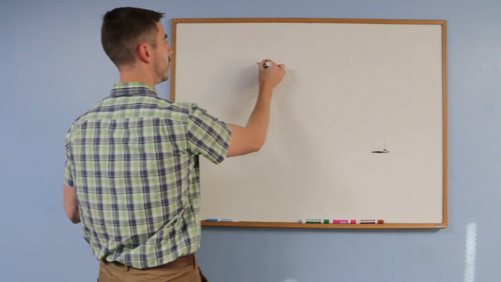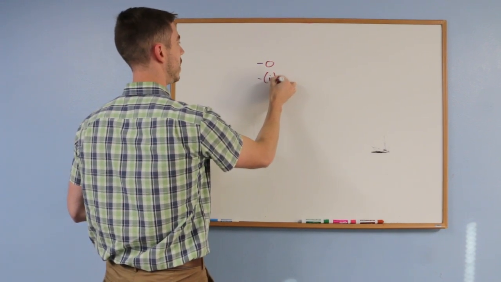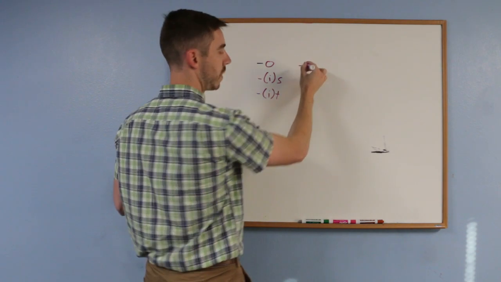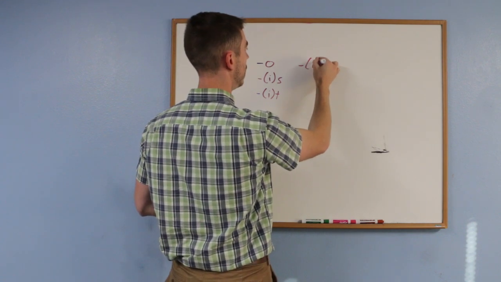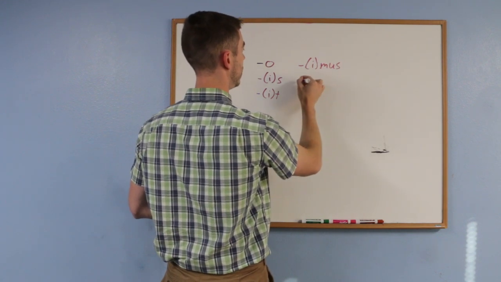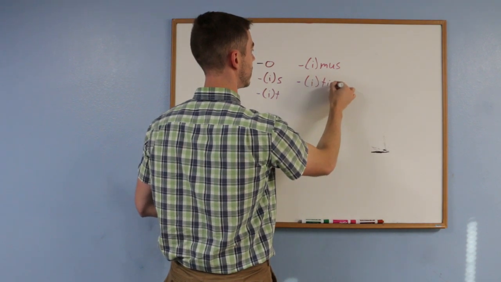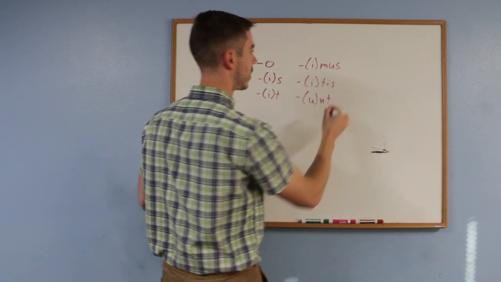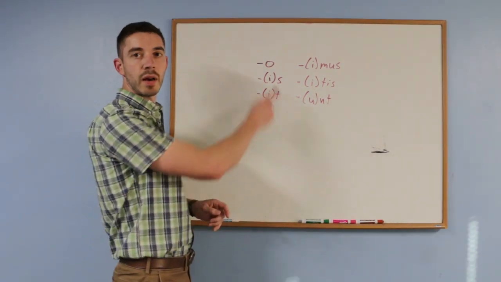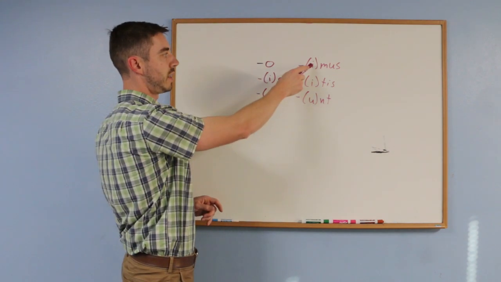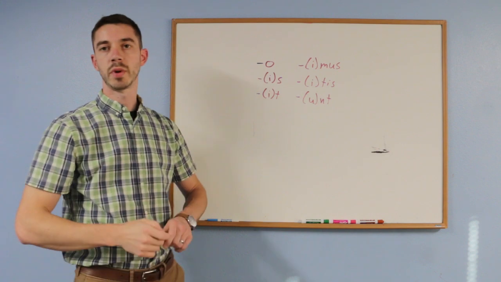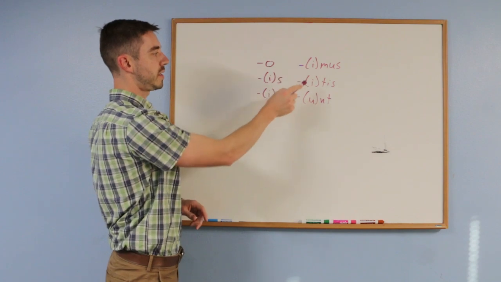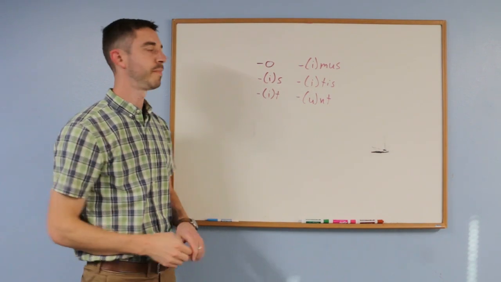The endings are o, is, it, and then we have imus, itis, and unt. Okay? So we have o, is, it, imus, itis, unt. And remember, we sing those to the tune of the farmer in the dell. So o, is, it, imus, itis, unt, hi-ho the dairy-o.